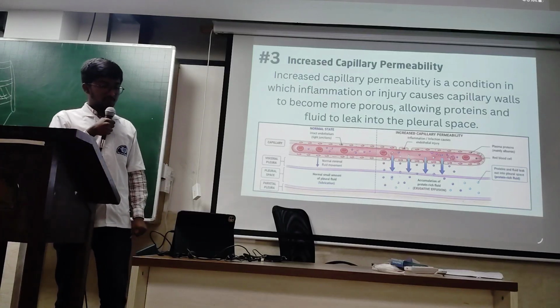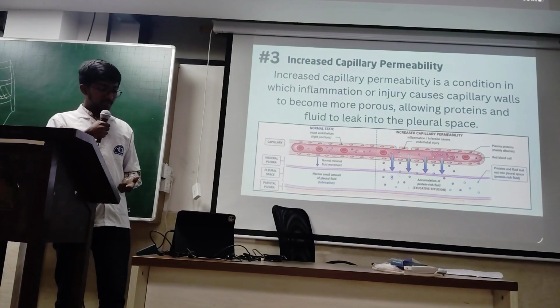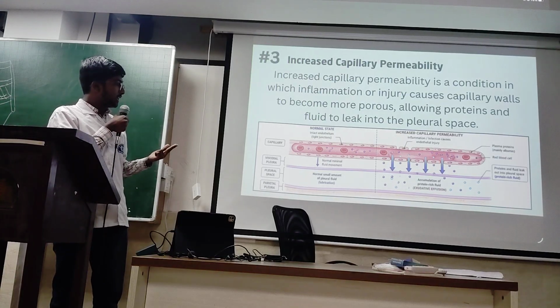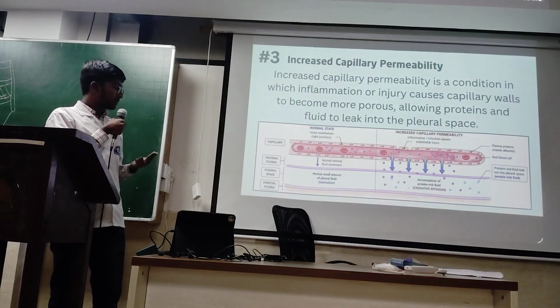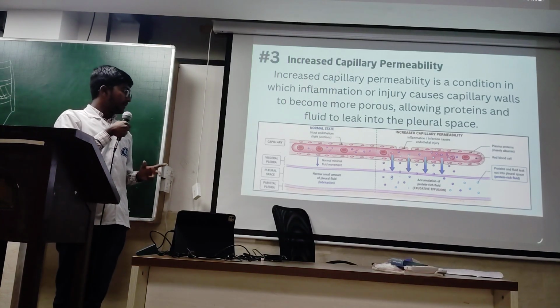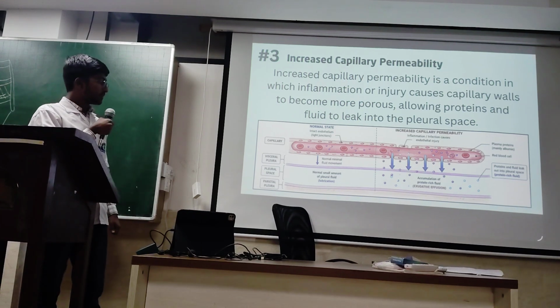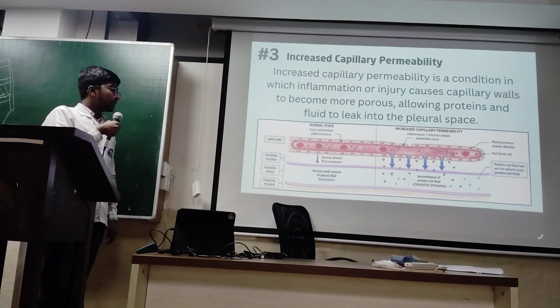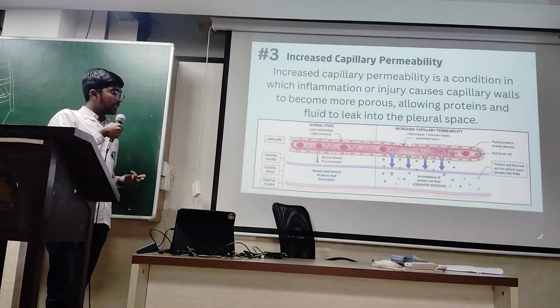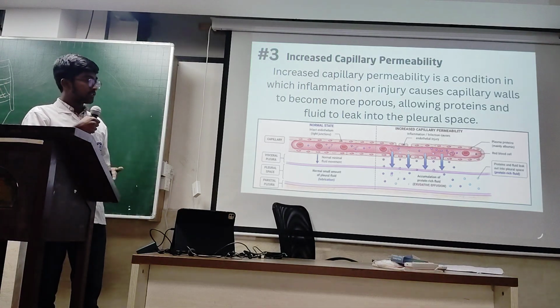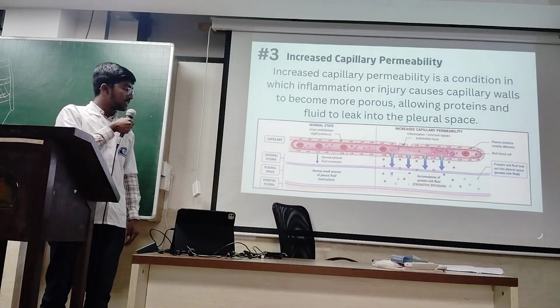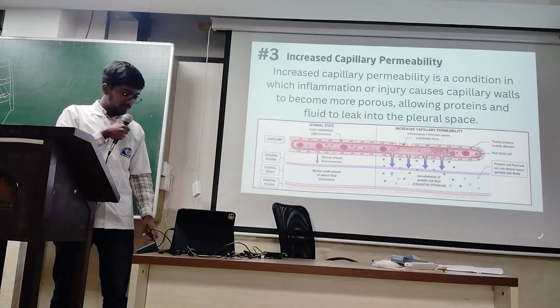Then the third mechanism of pleural effusion is increased capillary permeability. In normal cases, the endothelium is intact and the tight junctions are also intact, so there is limited movement of the fluid. But in cases of inflammation and injury, the endothelium is damaged, so there is free movement of the fluid across the capillary. So it results in accumulation of pleural fluid.